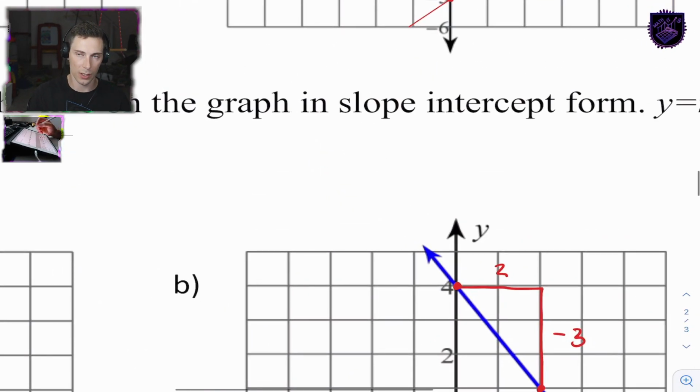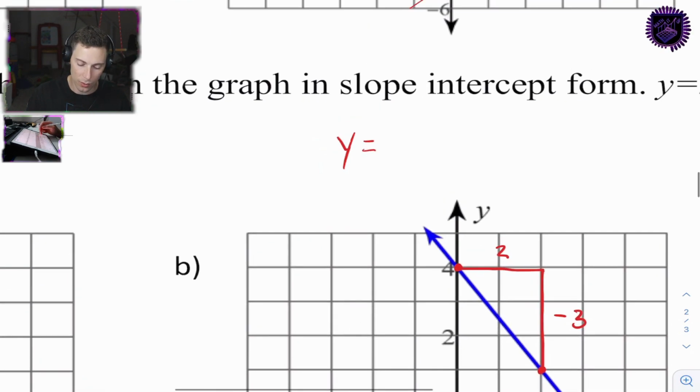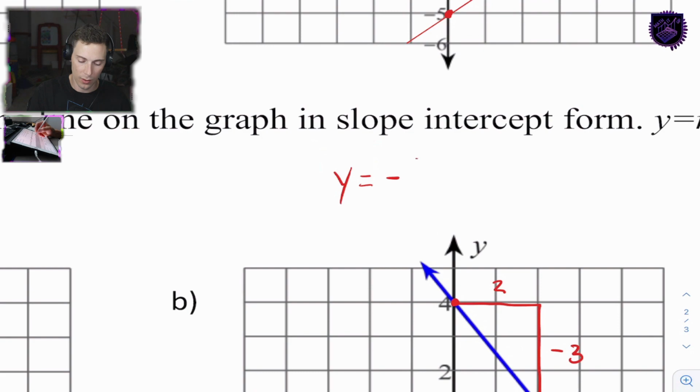We can create this equation in slope-intercept form. Y is equal to -3 over 2 times x plus 4.